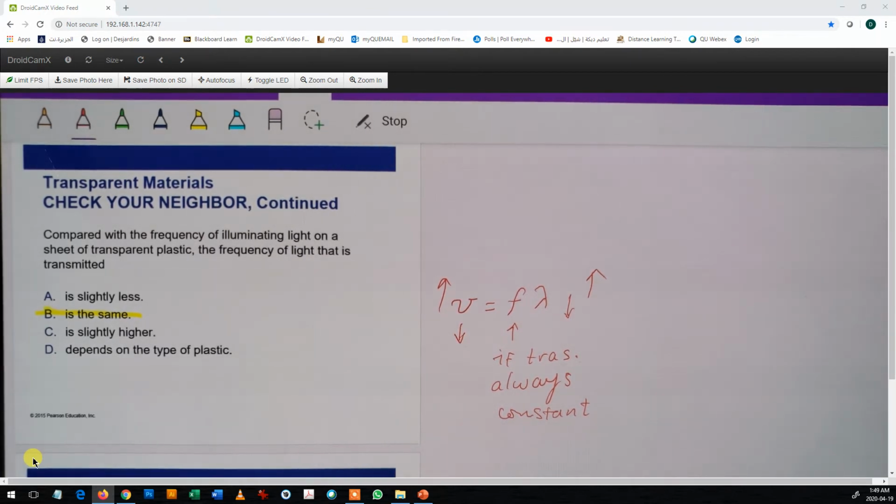That means the frequency didn't change in the water. However, the speed of light changed in the water. That means lambda changes in the water, but not the frequency.